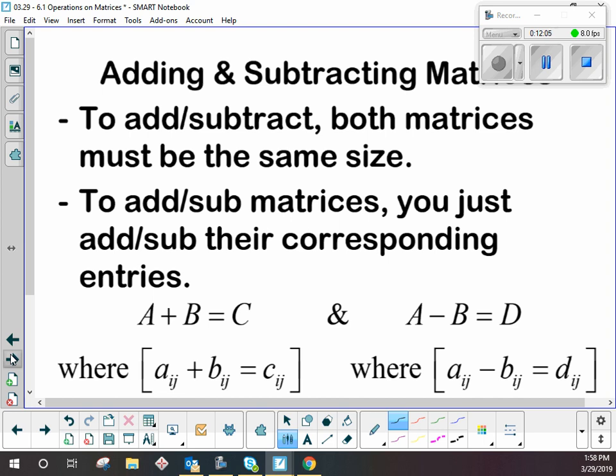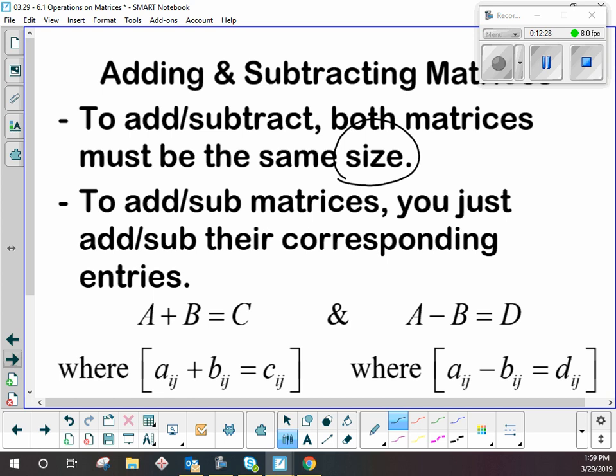Okay. Casey, read this first thing for me. What needs to happen before I can add or subtract? Both matrices must be the same size. All right, thank you. So before we can even add or subtract some matrices, we have to be sure that they're the same size. So their dimensions have to be the same. They have the exact same number of rows, the exact same number of columns.